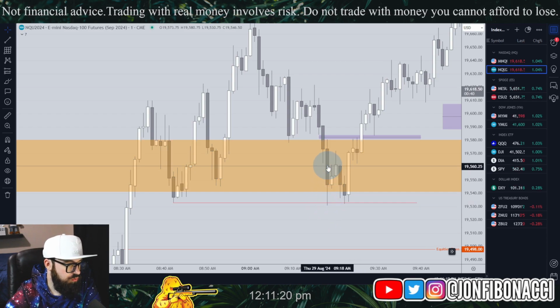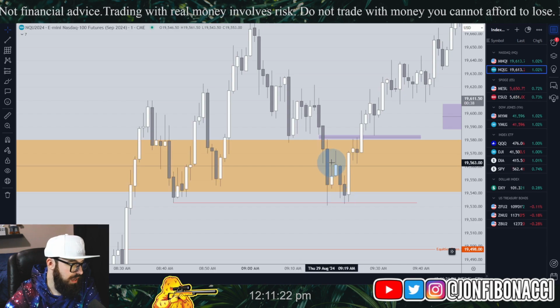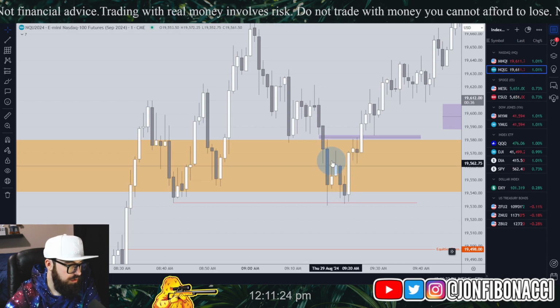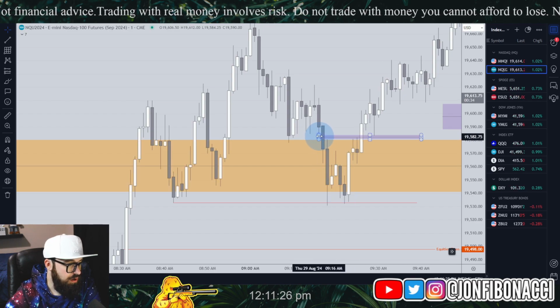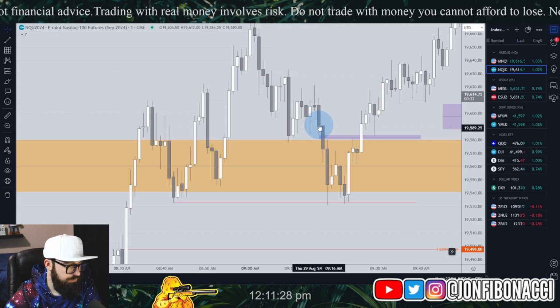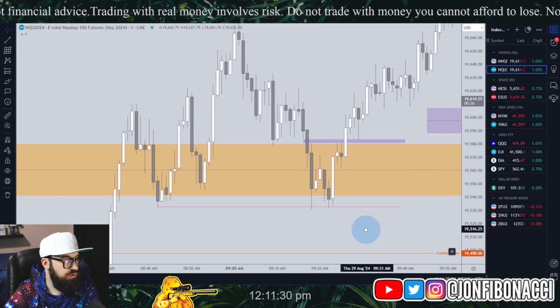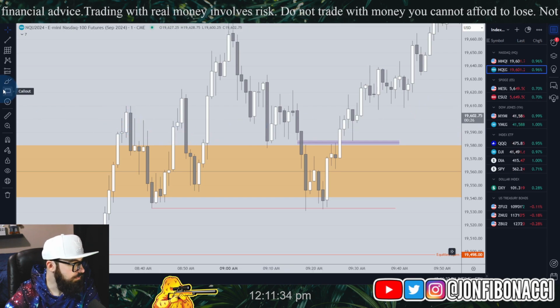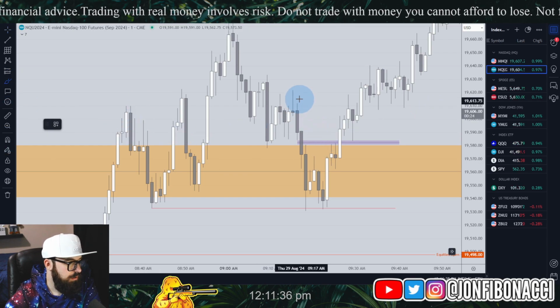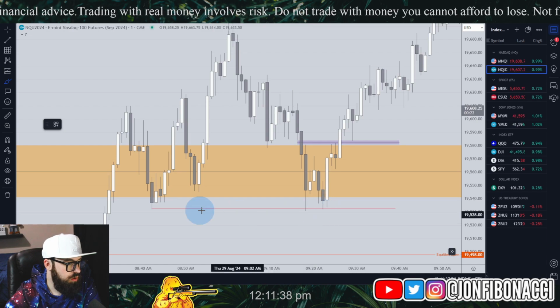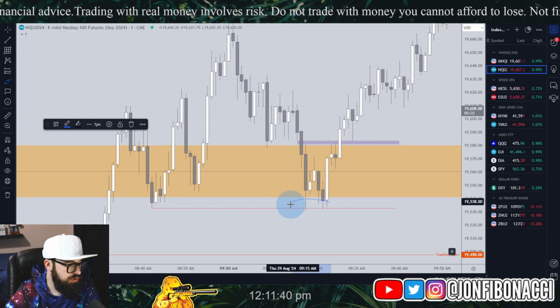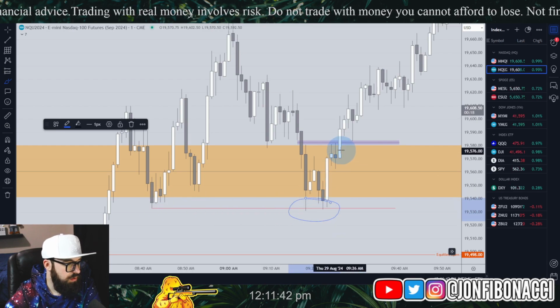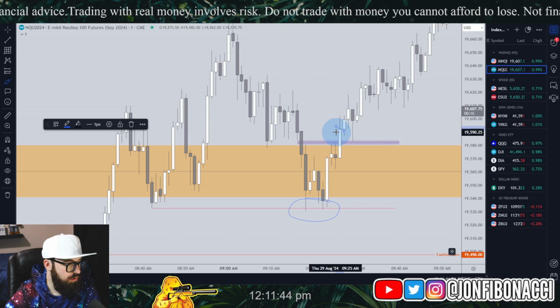So do we have an imbalance right here? Not really. We have one right there. So how does this pan out? Let me delete that because that's not anything in here. What takes place? We trade lower and grab the lows. Then we trade through it right there on that up candle.